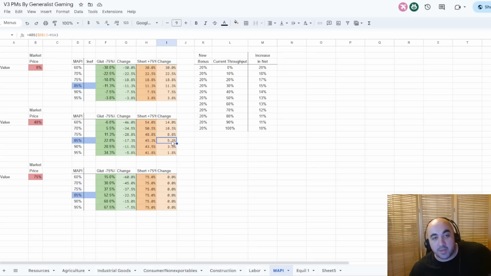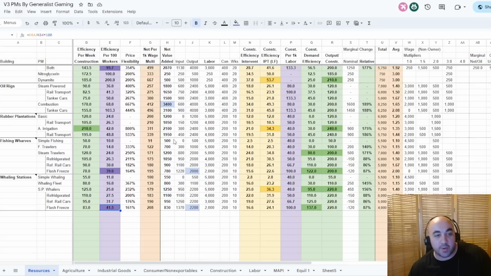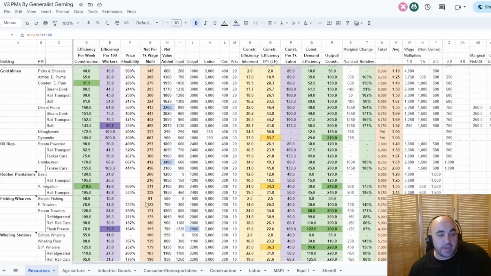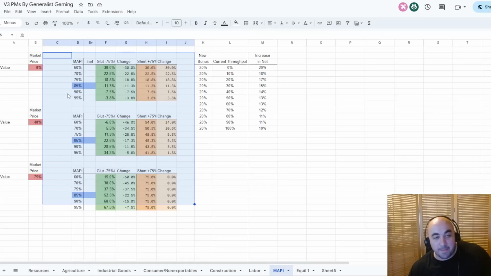There's only going to be a 5% change instead of a 10% change, so if iron's expensive, it's not as bad to be sourcing it from elsewhere in the market. But you can use this to see how the PM should change, and then you can create a copy of this spreadsheet if you want to manipulate any of the values specifically to give you an idea of what's going on. And so that's the MAPI section here.